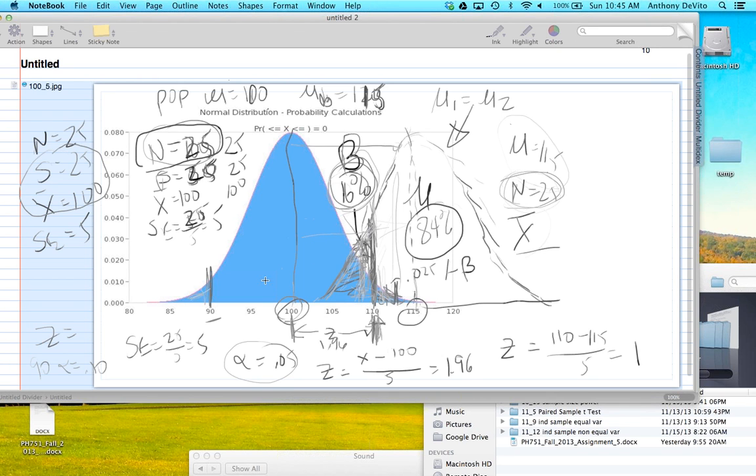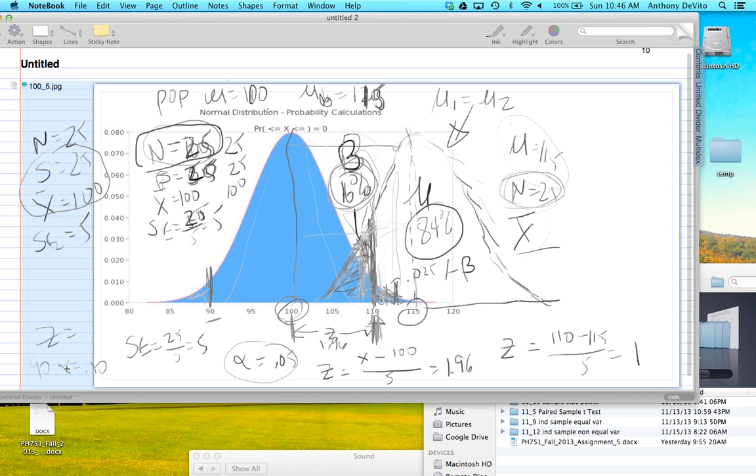Increasing the sample size narrows both of these. They're still going to be around their own means, but now this is going to be narrower, and this is going to be narrower. So there's going to be less overlap between the two of them, increasing the chance that you'll be able to reject the null hypothesis, also reducing the chance that we'll fail to reject, even though the two means are different.